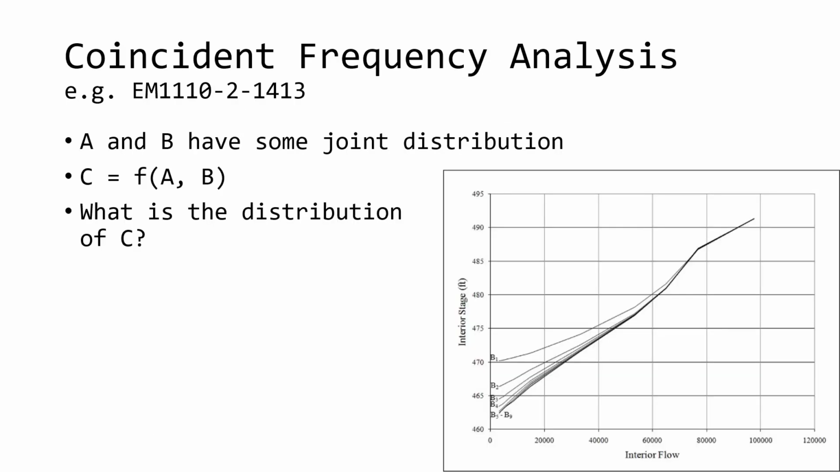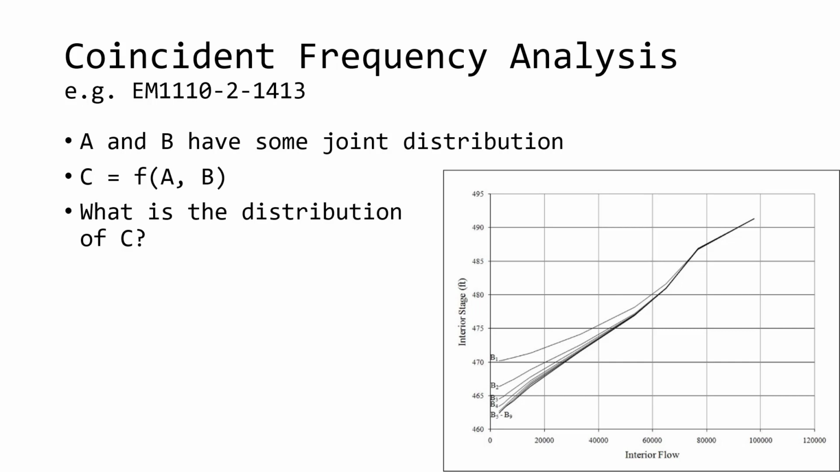Coincident frequency analysis gets a lot of mileage out of the law of total probability. This will provide a brief overview of the method, which we will see in more detail later. In this situation, there is a levee pump station storage basin, and we are interested in the probability of the stage of that storage basin exceeding some values. This is our unknown event C. It's a function of A, which is the interior flow to the pump station, and B, which is the exterior flow on the river side of the levee.